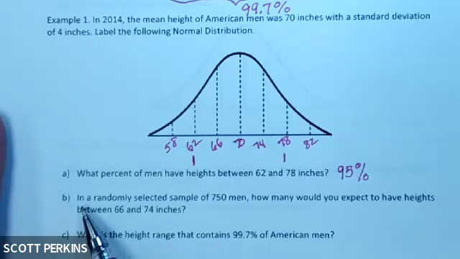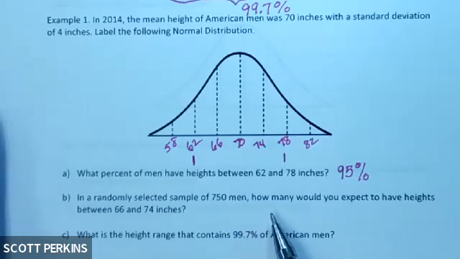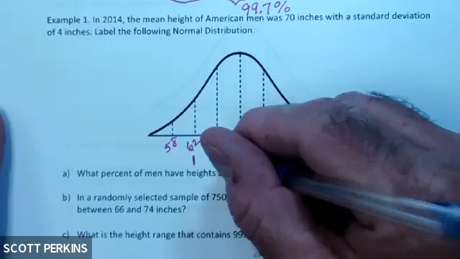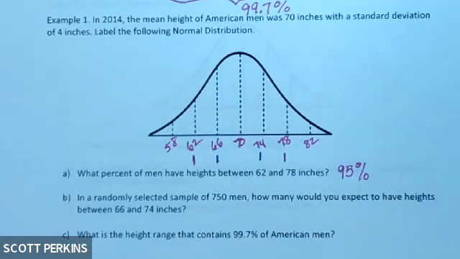Now this time, if I randomly select 750 men, however I choose to do that, how many would I expect to have heights between 66, so here's 66, and 74? How many of the 750? Well, how am I going to calculate this? What am I going to do?